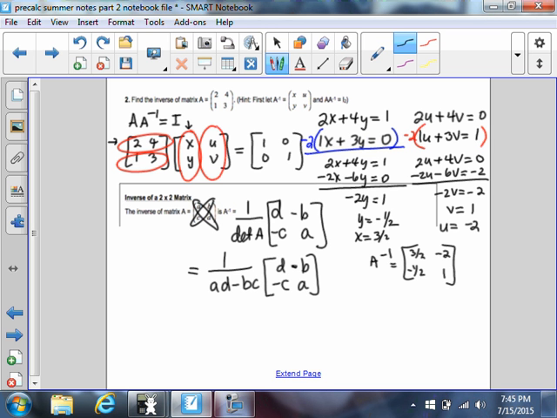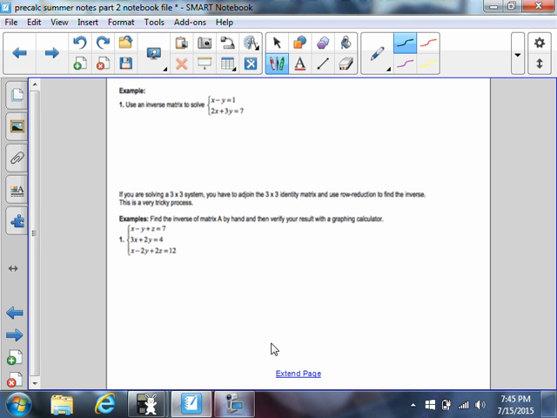So let's try to find some inverses and then we'll use them. Number 1 says use the inverse matrix to solve. This is a typical question that I could ask on a non-calculator test. I want to first find A, X, and B. A is the matrix 1, negative 1, 2, and 3. It's the coefficients. X is the matrix that just has the variables X and Y. And B is the matrix that just has the constants 1 and 7. So I need to find A inverse.